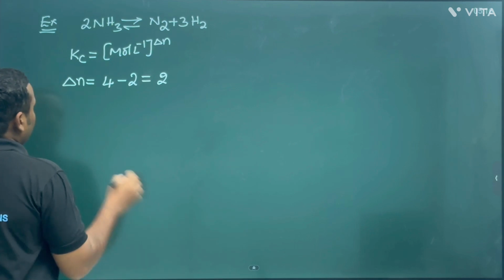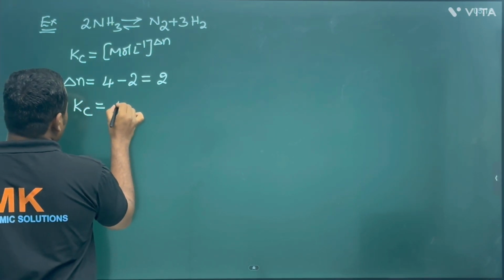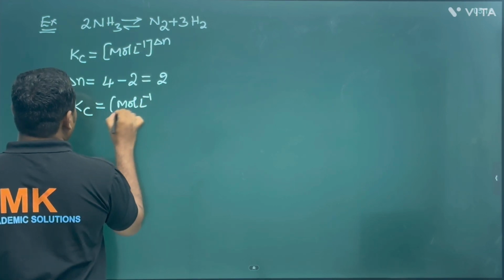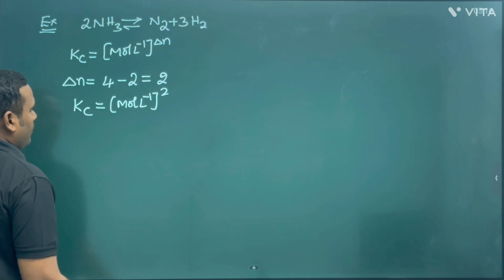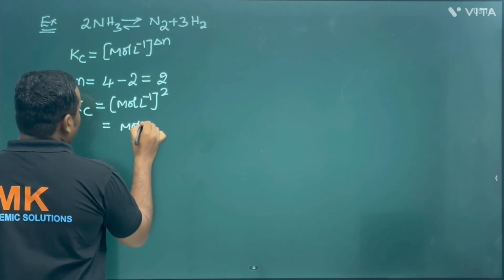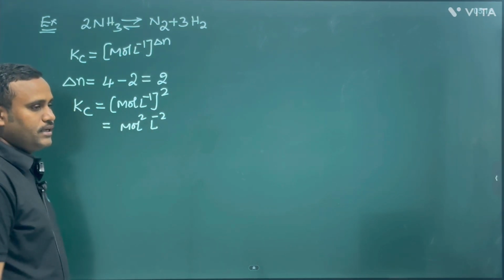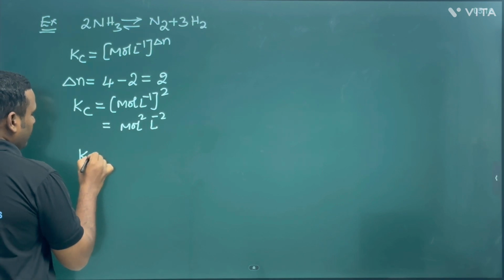So therefore units of Kc is equal to moles per liter square. Or else we can write it as mole square liter power minus 2. Like that we can write. Okay. Next, Kp units. What are the Kp units here?